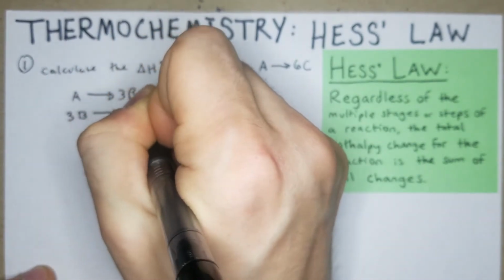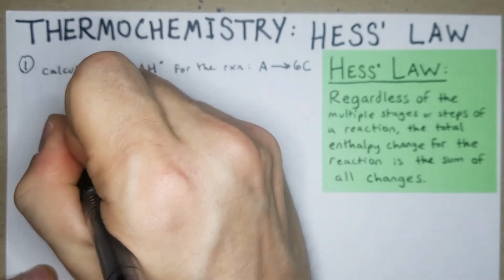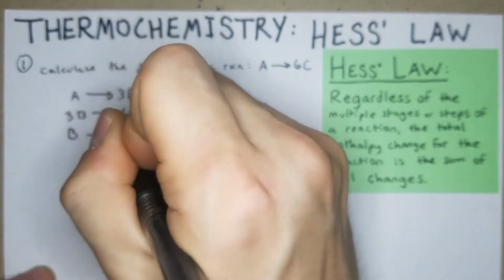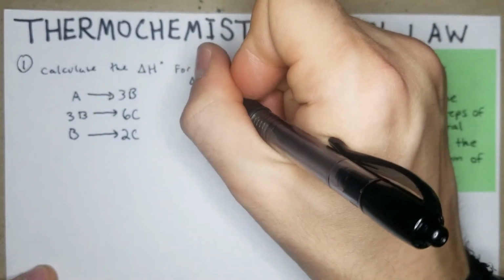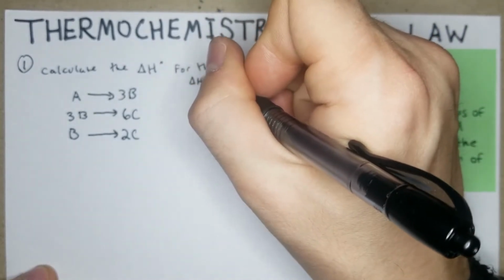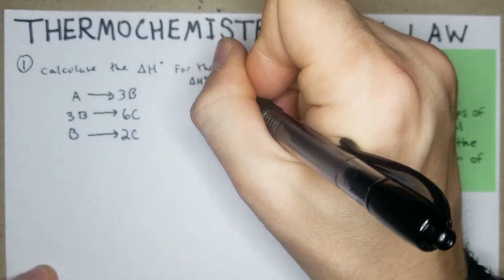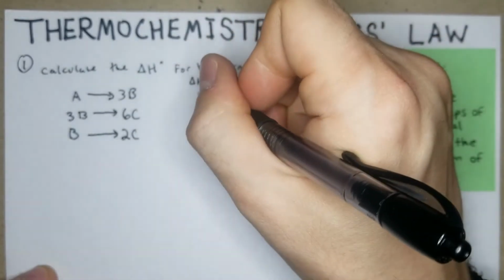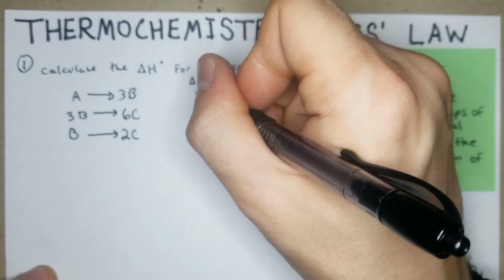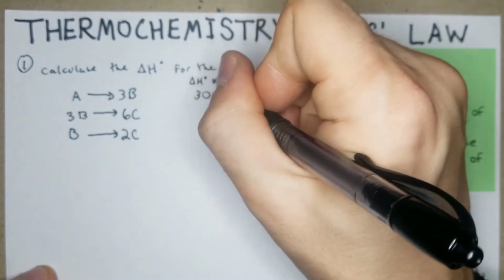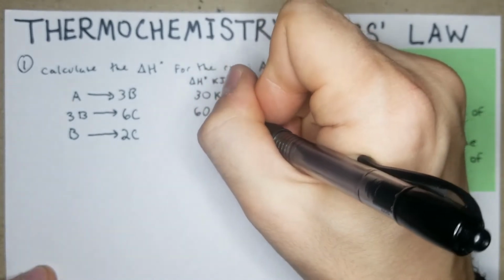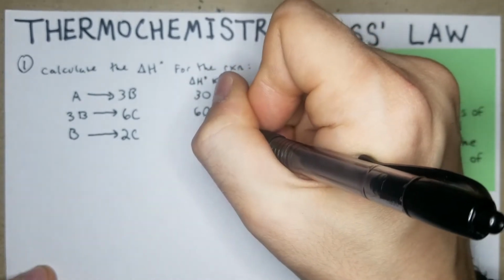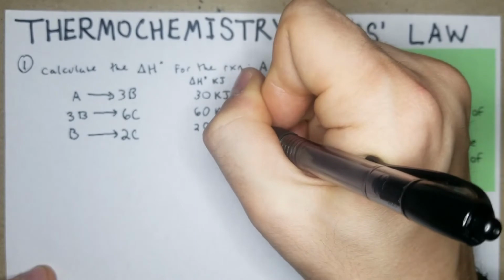I like to think of it as these are other reactions that were done maybe in the same lab and they measured them. And the delta H of each of these was calculated. So for the first one there, A yields 3B, that was 30 kilojoules. The next one is going to be 60 kilojoules, and the third is going to be 20 kilojoules.